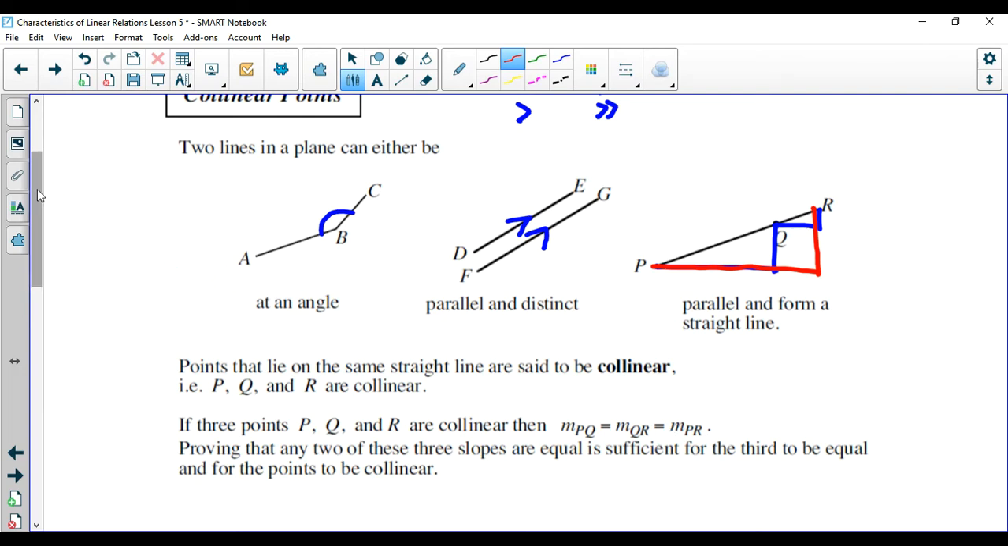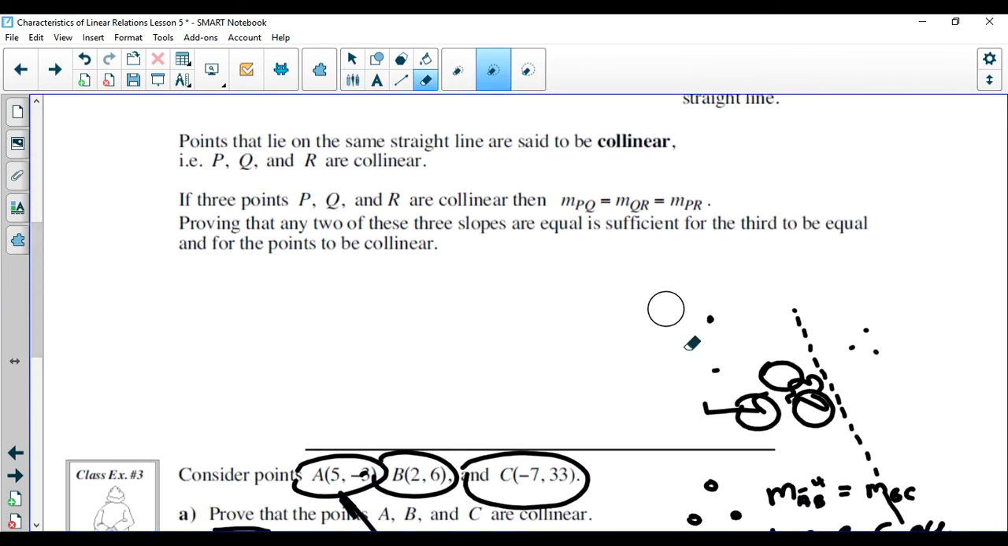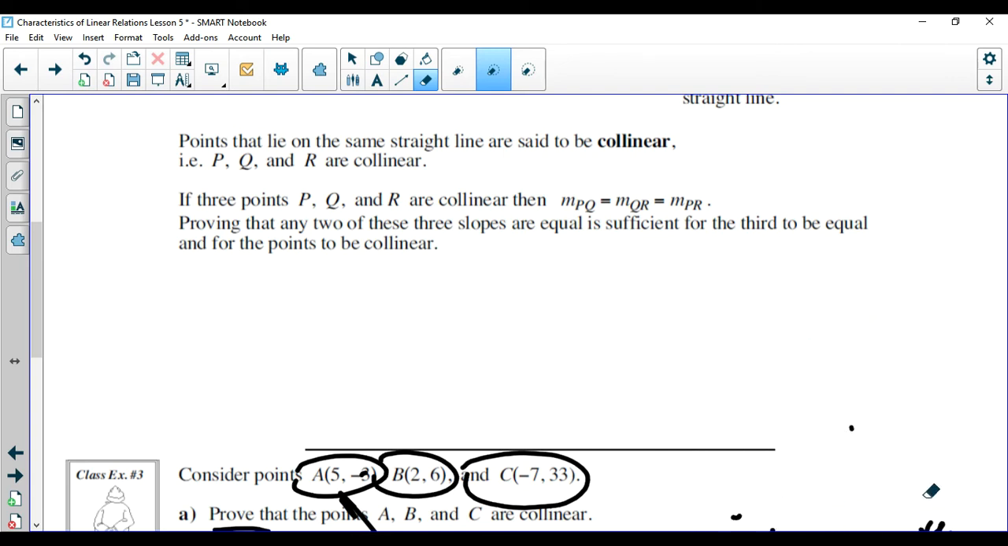Okay, so let's try to apply this in an example now. Sorry, I really should have made sure to erase this stuff before opening the document, but that's okay.